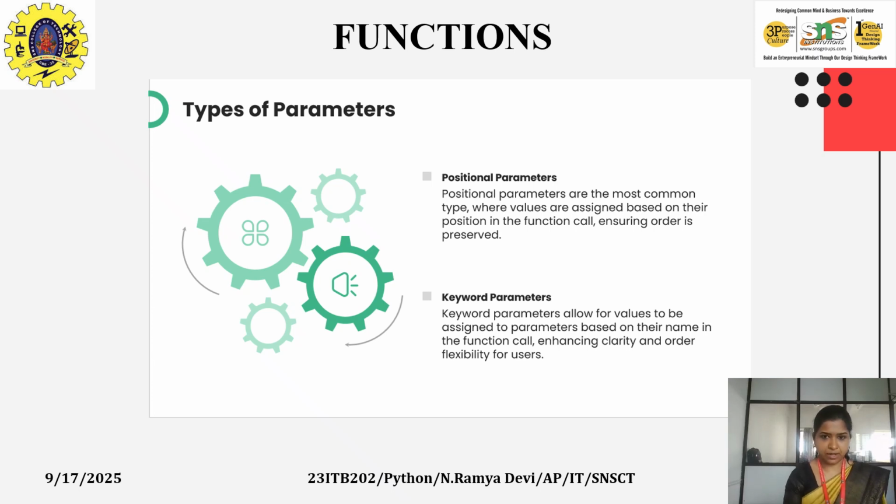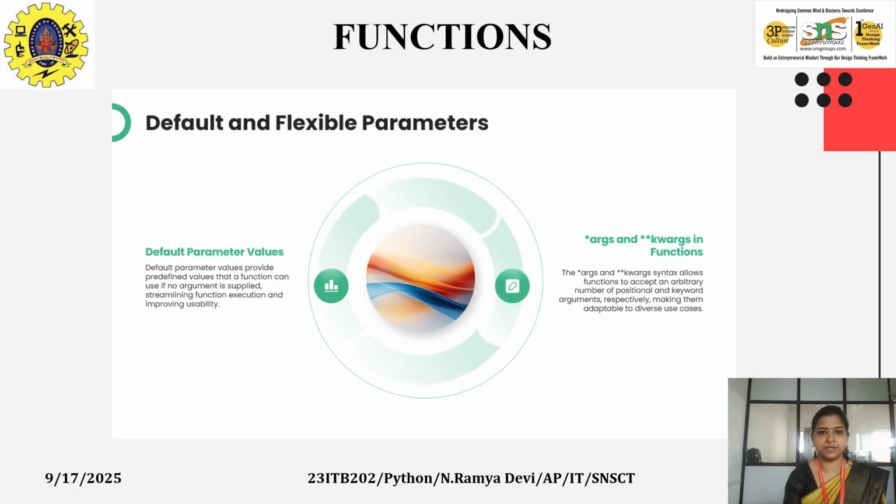Next we have keyword parameters, which allow values to be assigned to parameters based on their name in the function call, which enhances clarity and order flexibility for users. For example, in the same example, add of a comma b, we can assign keyword parameters like a equal to 3 and b equal to 5. When we call the function, a will be assigned 3 and b will be assigned 5. This is the difference between the positional parameter and the keyword parameter.